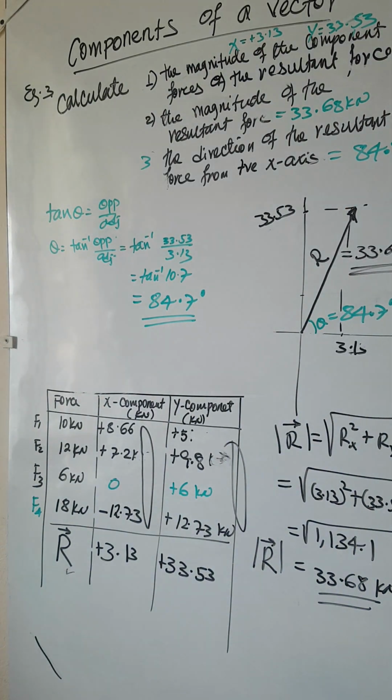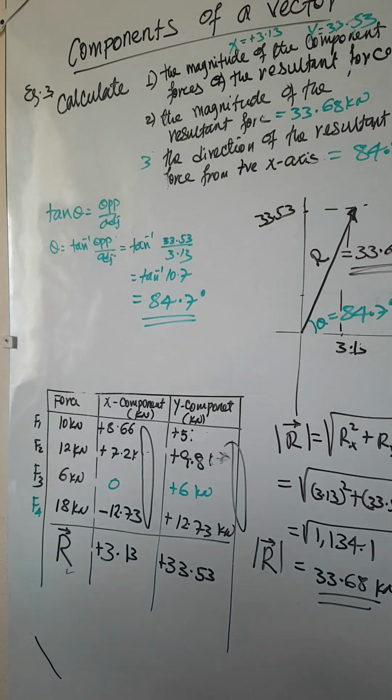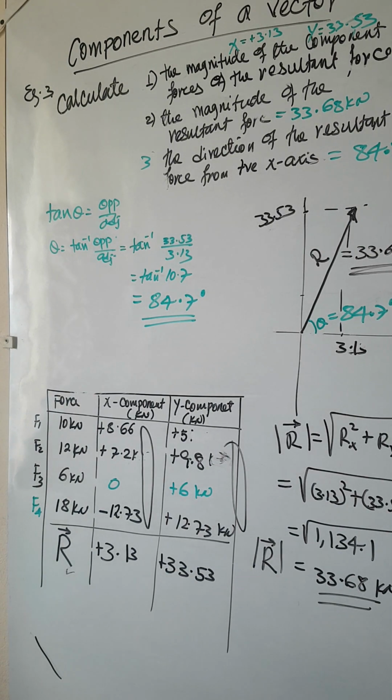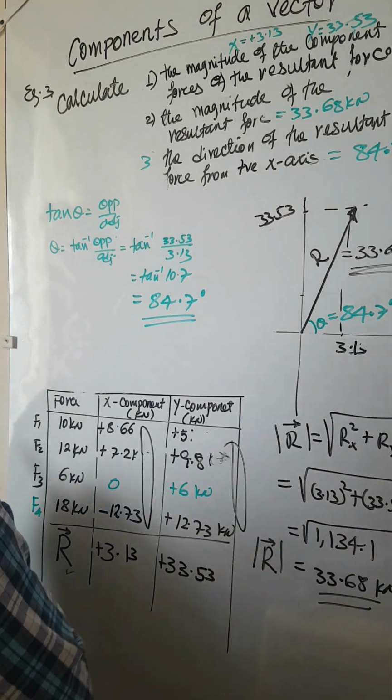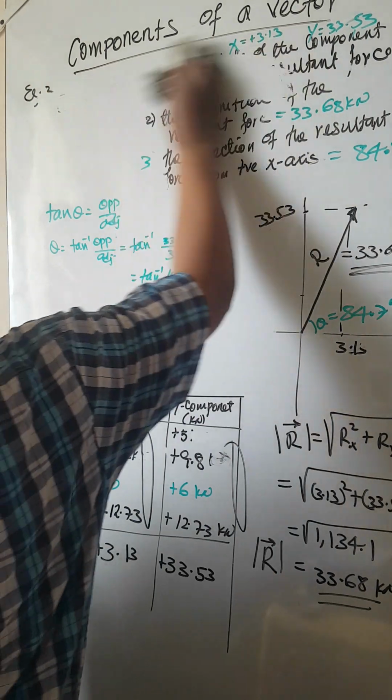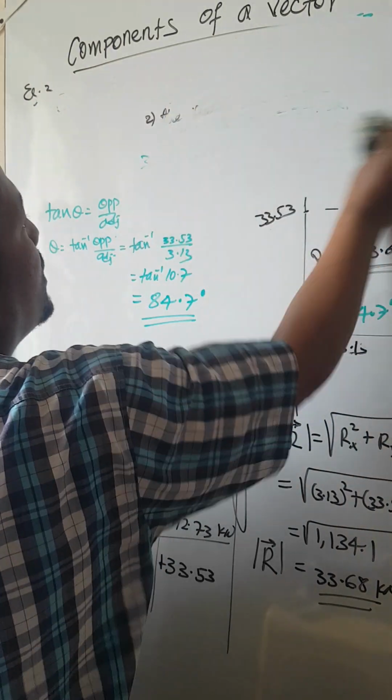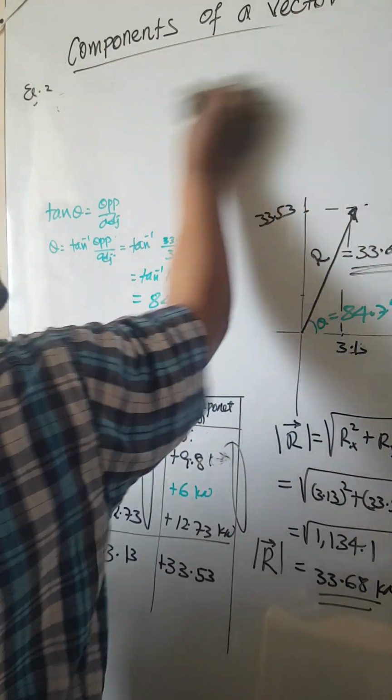So this is how we resolve the components and find the resultant in a two-dimensional vector. Next time we'll see three-dimensional vectors.